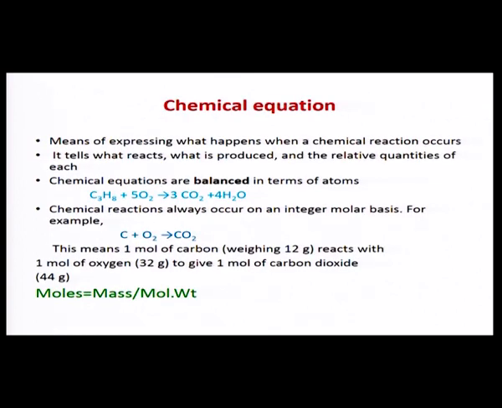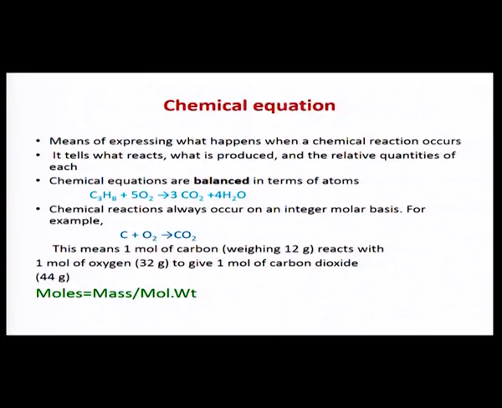So, it is actually a means of expressing what happens when a particular reaction occurs, how the reactants react and get converted into the products. Also, it tells what reacts, what is produced, and the relative quantities of each, that is, the reactants as well as products, based on the stoichiometric chemical equation. And the chemical equation must balance in terms of atoms, that is, both the right hand side and left hand side should balance. So, the chemical reaction, including the number of atoms involved, should tally.